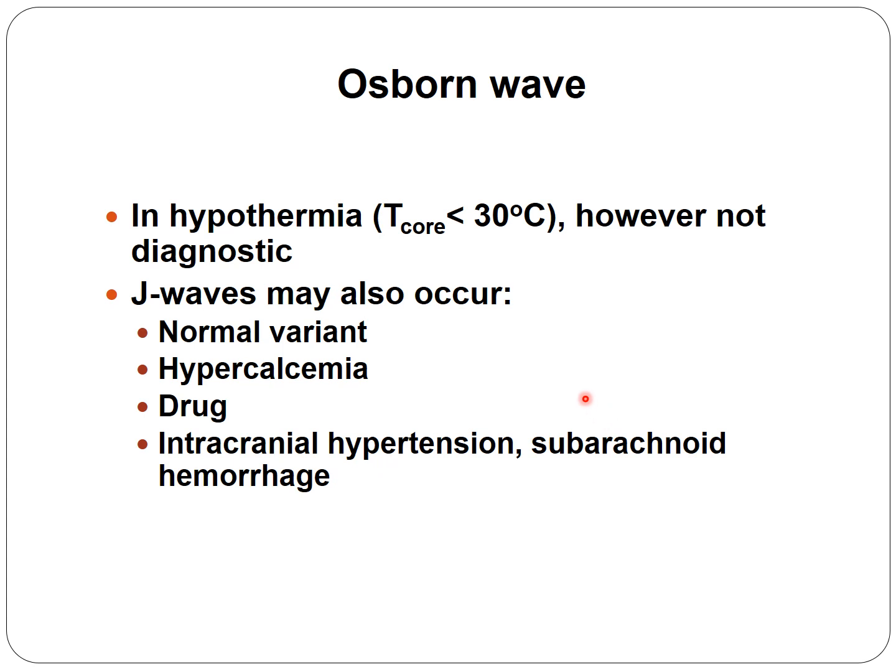Osborn waves are usually seen in hypothermia. However, they are not diagnostic for hypothermia when the core temperature is not less than 30 degrees. J waves can occur as a normal variant. In hypercalcemia, as we discussed before, drugs can induce them, and intracranial hypertension or subarachnoid hemorrhage can also cause these Osborn waves.